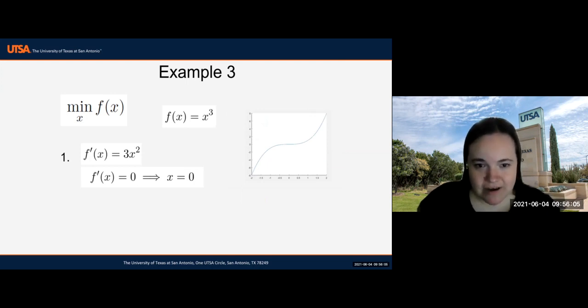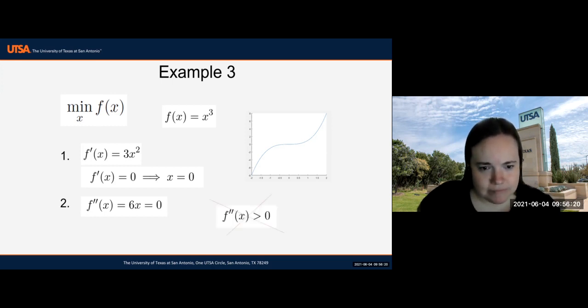It also finds x equals 0 as a candidate solution for this x cubed function. But if you apply the second derivative test, it equals 0, so it doesn't satisfy the positivity condition. Okay, so this is a little basic. However, what's great about optimization is that this kind of basic analysis, at least metaphorically, applies to all the other optimization problems as well.